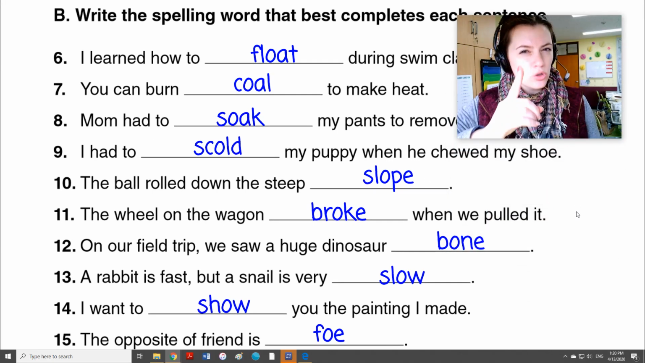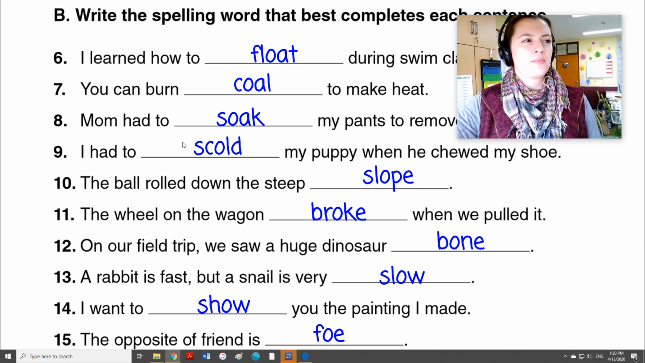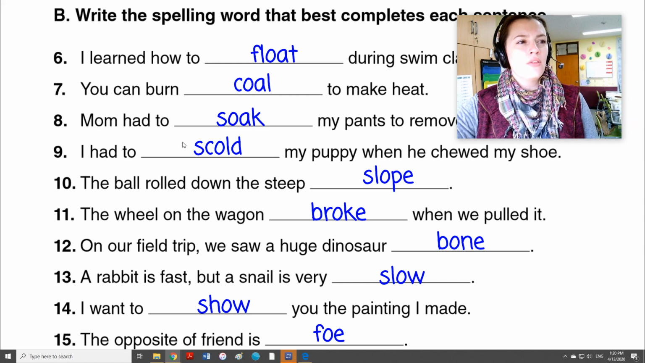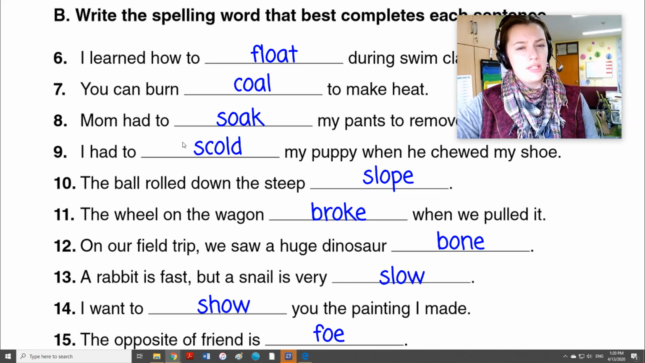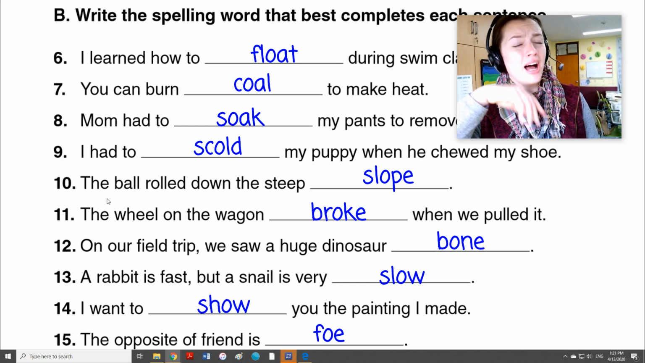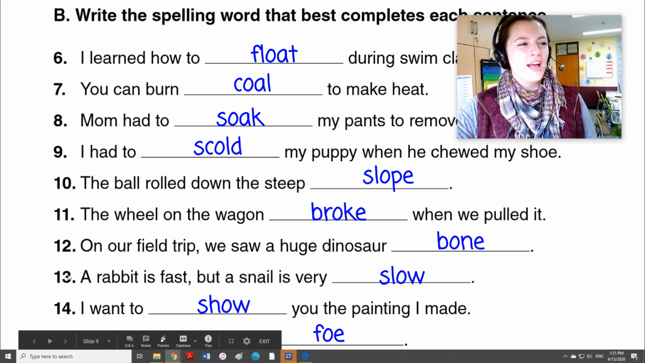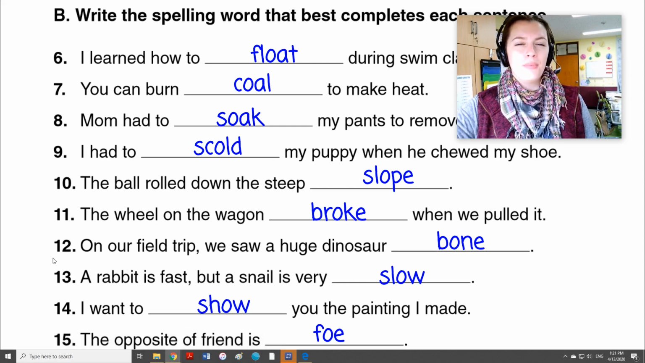Number 9, I had to scold my puppy when he chewed my shoe. I hope you guys don't ever get scolded by your parents. Number 10, the ball rolled down the steep slope. Number 11, the wheel on the wagon broke when we pulled it. Almost done. Number 12, on our field trip, we saw a huge dinosaur bone. Number 13, a rabbit is fast, but a snail is very slow. Are you fast or slow? I bet you guys are faster than me. I'm not very fast. I'm slow. Number 14, I want to show you the painting I made.